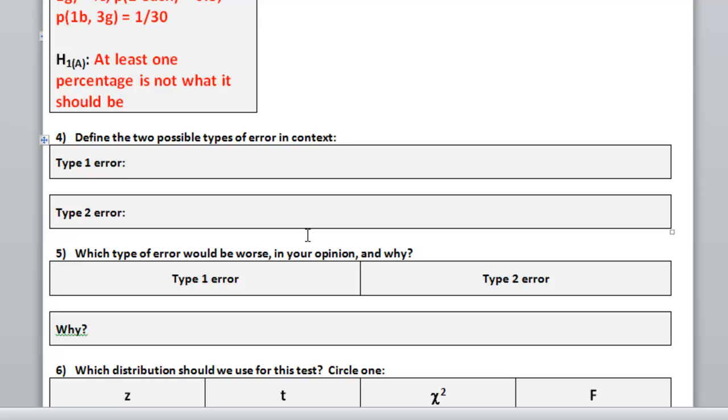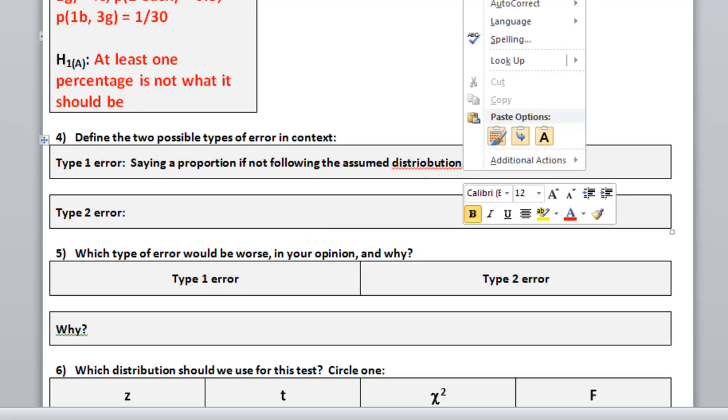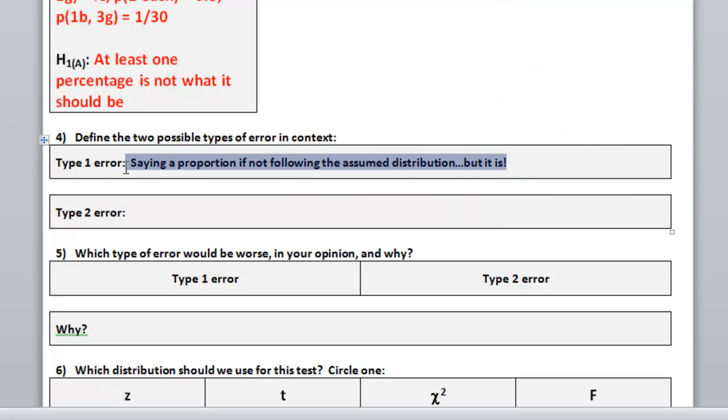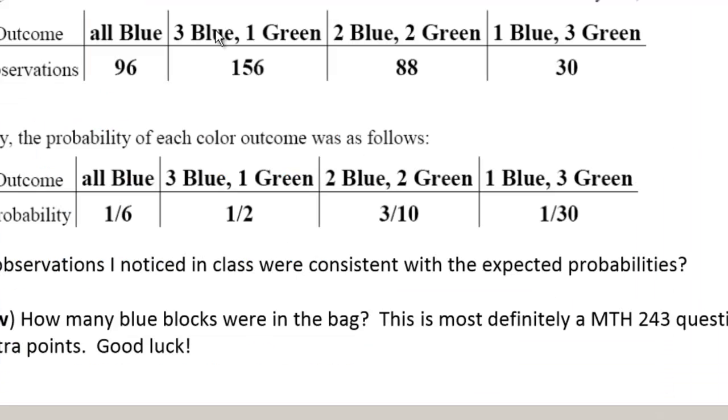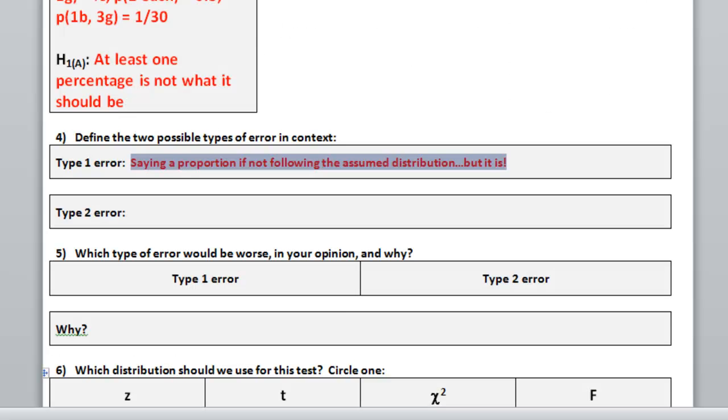Type 1 error would be saying a proportion is not following the assumed distribution, but it is. That means we flagged it for something being wrong. Remember those comments I was making earlier when I said, well, this should be 1/2 and this is less than 1/2. That looks off. Suppose at the end of the day, if we get to the end of our test and we make the statement that, yes, something is off, but it's not, that would be a type 1 error, false positive.